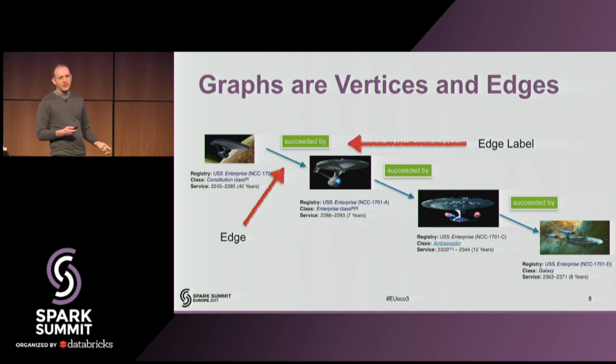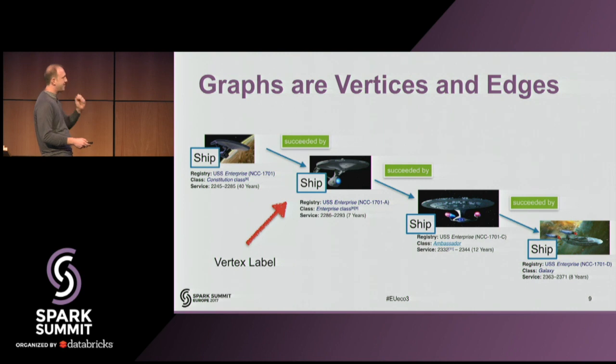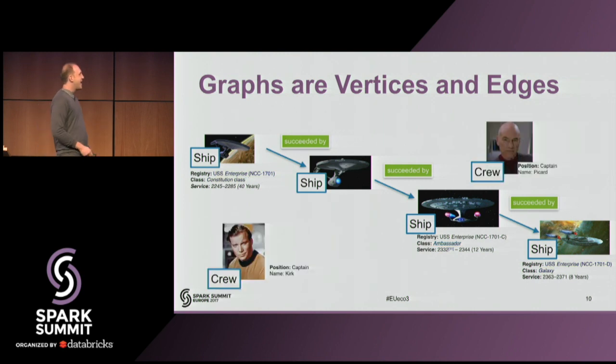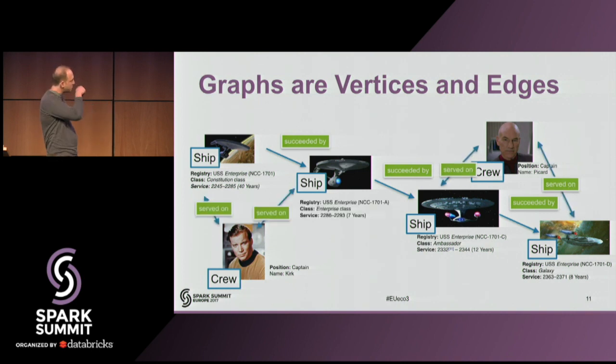This is all well and good, but it can become even more interesting because we can also label our vertices, so that this doesn't just have to be a graph that has only spaceships in it. We could also include the crew. And if we do that, we can now have a graph that not only has information about ships, but also information about how the crew of these ships relate to the ships and to one another.